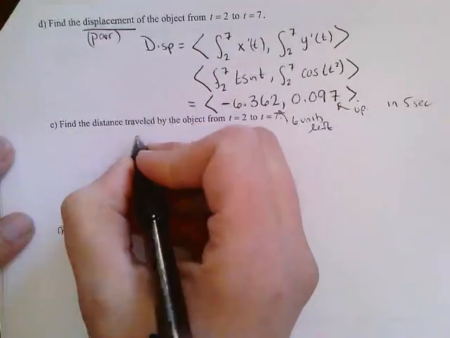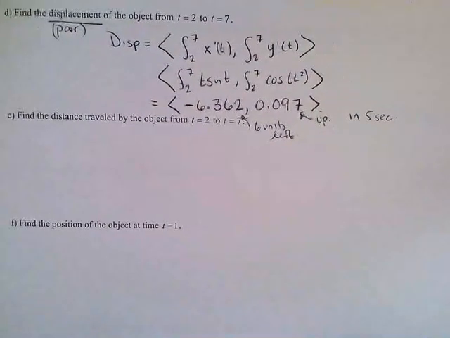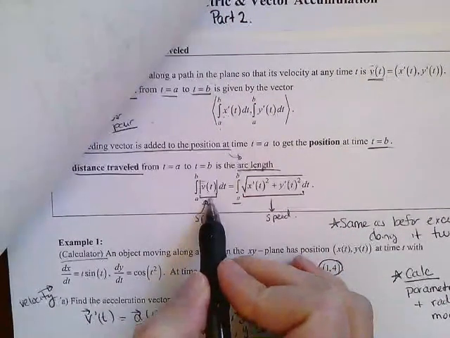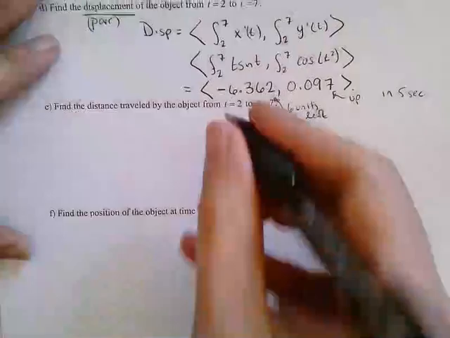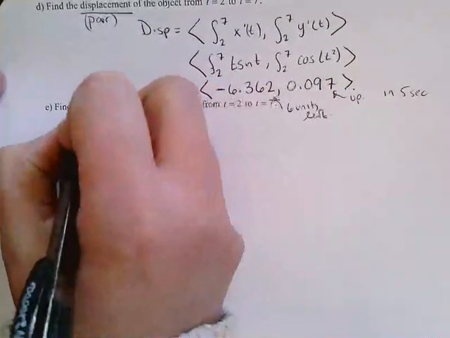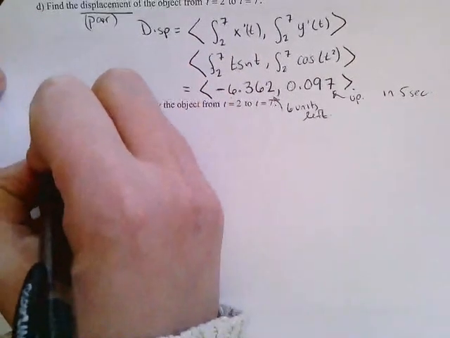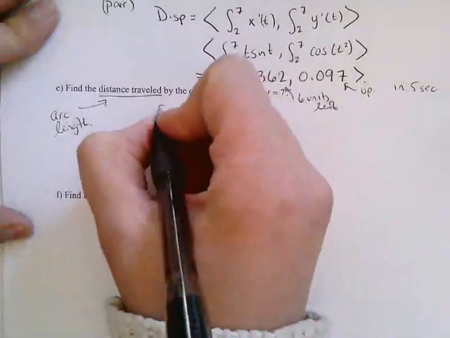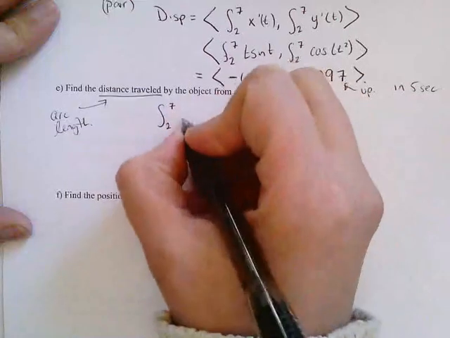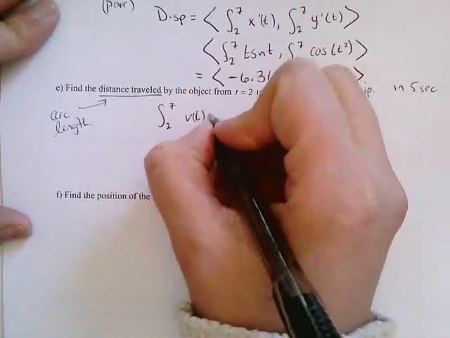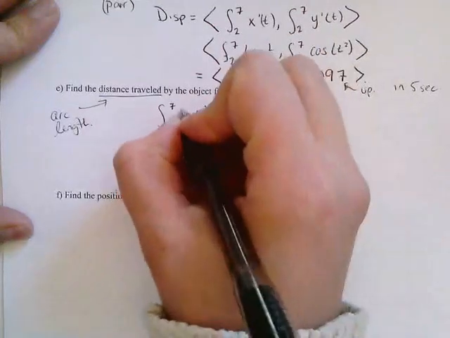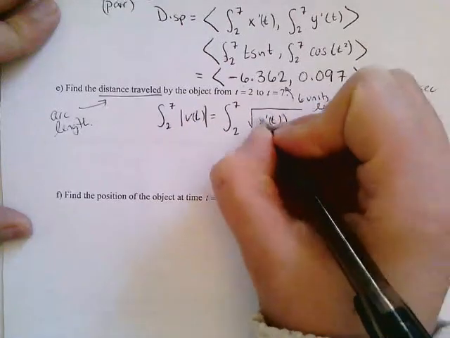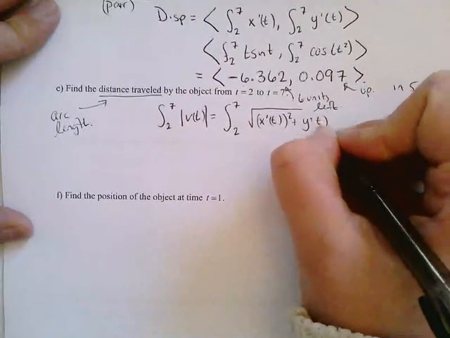Alright, finding the distance traveled. So recall, distance traveled is going to be a single answer, and we're going to integrate the velocity from t equals 2 to t equals 7. Remember that this is also known as arc length. So how far did it go along the curve? We're going to integrate from 2 to 7 the speed of the velocity function, the square root of x prime of t squared plus y prime of t squared.